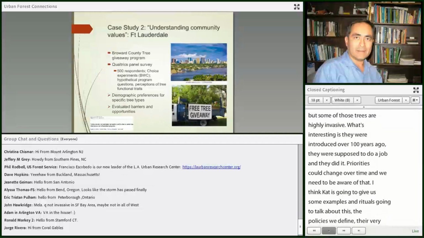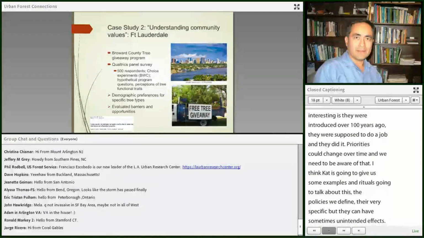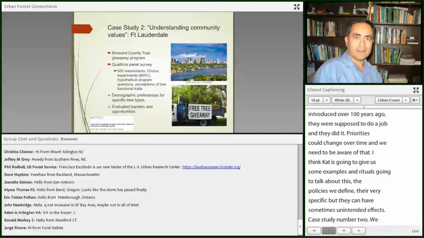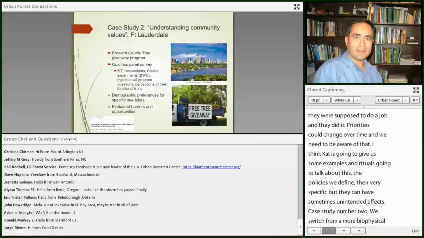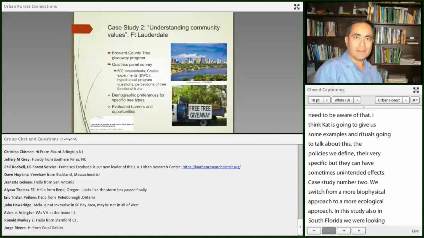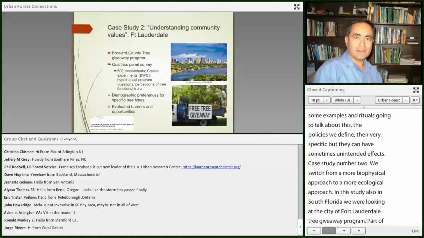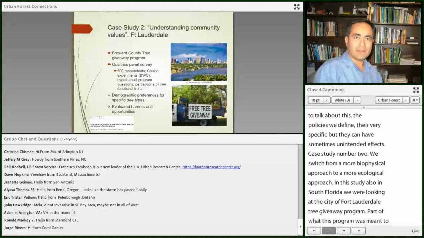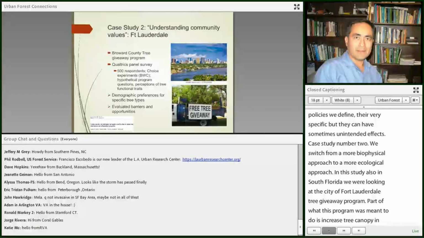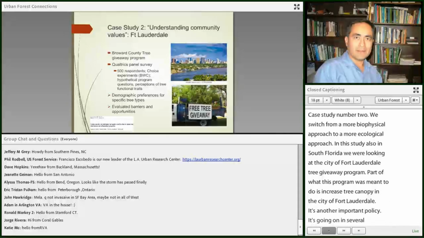So case study number 2. And here we switch from a more biophysical approach to a more socio-ecological approach. And in this study, also in South Florida, we were looking at the City of Fort Lauderdale's tree giveaway program, okay? And part of what this program is meant to do is increase tree canopy in the City of Fort Lauderdale, right? So that's another important policy going on in several cities, is increasing our urban tree canopy cover by establishing these goals, right, for a fixed amount of tree cover.